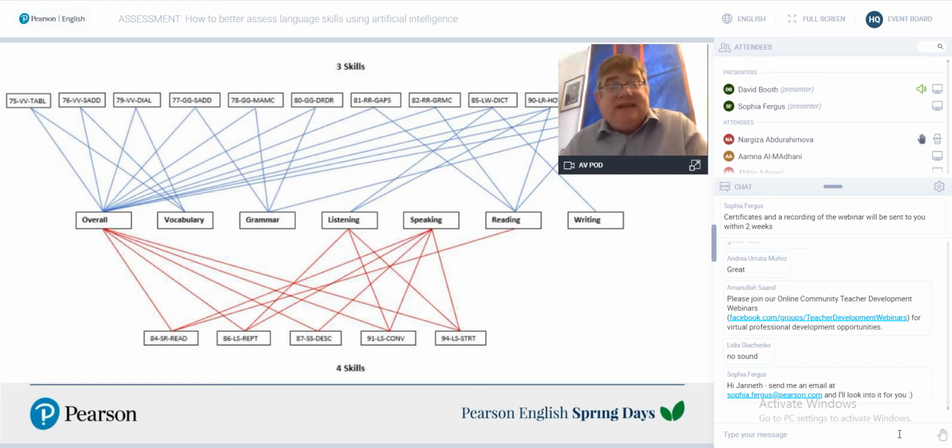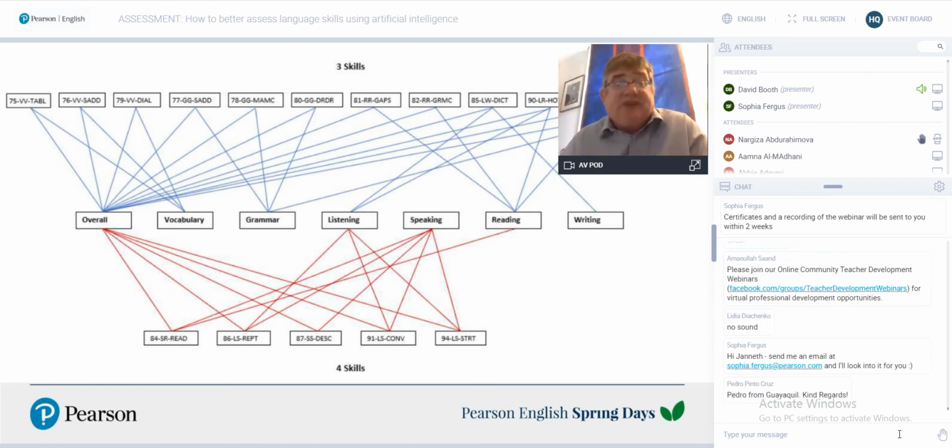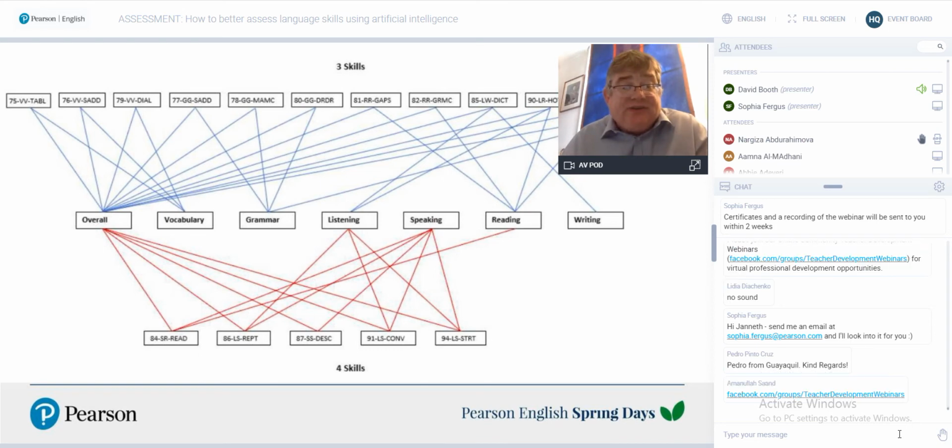Now, all of the items contribute to the overall score. But the items that have just a single skill contribute just to that trait or sub-skill. But items that have two skills contribute to both skills. And you can see on the bottom with the speaking questions, they are contributing to speaking and reading, listening and reading, just speaking, listening and speaking. So a lot of listening is accounted for in those speaking questions, because most of the speaking questions require us to listen and respond.